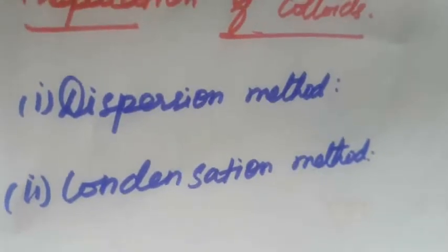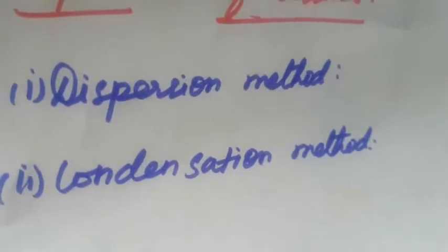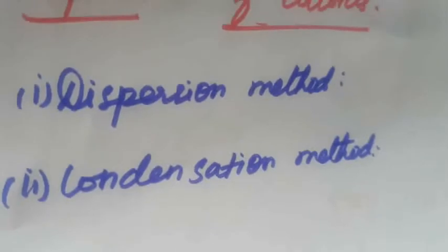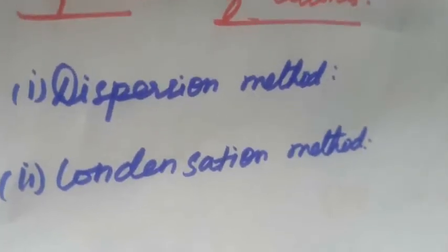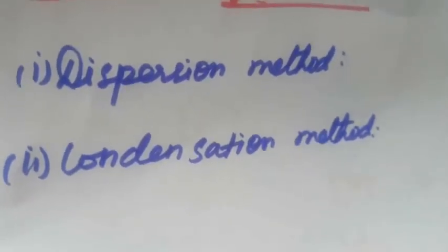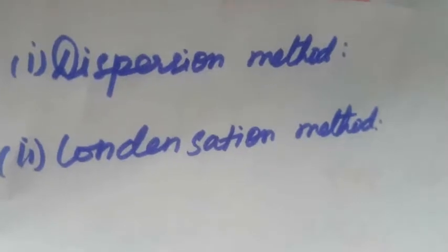What is the dispersion method? The larger particles are broken into colloidal dimension. So the larger particle is broken into colloidal particles. That is called the dispersion method. What is meant by the condensation method? In the condensation method, smaller atoms or molecules are converted into larger colloidal size particles. That is called the condensation method.